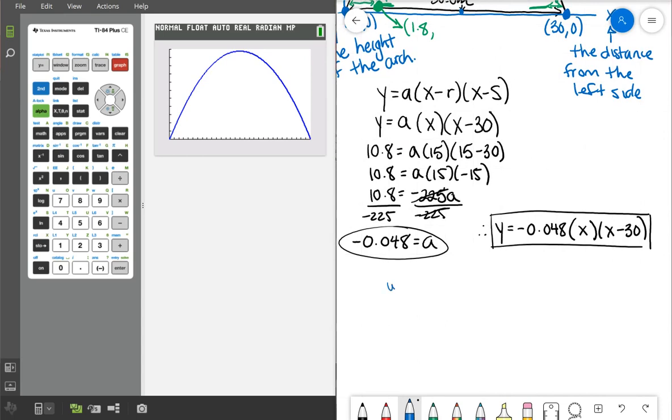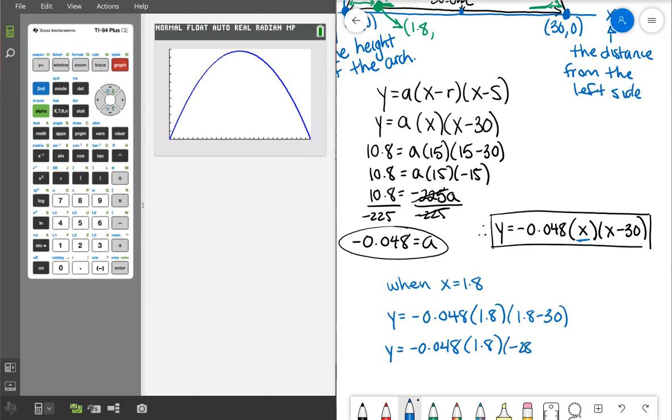So when x is equal to 1.8, y will be equal to negative 0.048 times 1.8, I'm just replacing x, and then 1.8 minus 30. Let's clean this up. So we've got negative 0.048 multiplied by 1.8, and then we'll go 1.8 minus 30, and we're going to get negative 28.2. Let's multiply all of those together. What we should get here is 2.43648 meters.